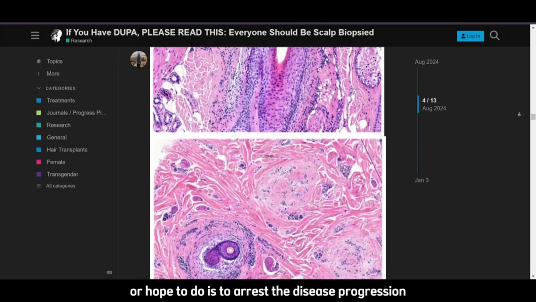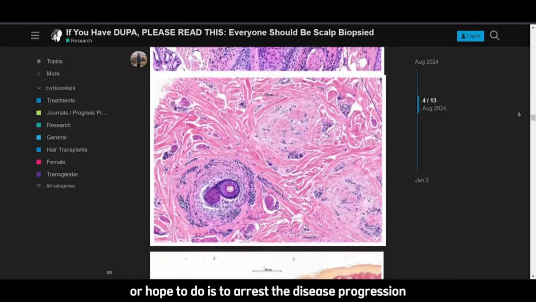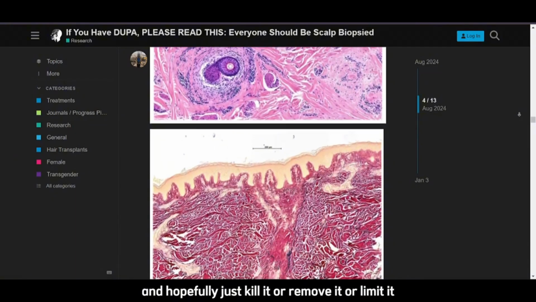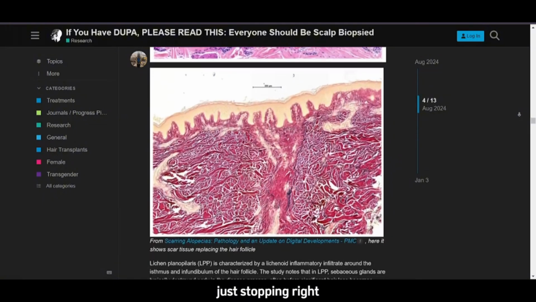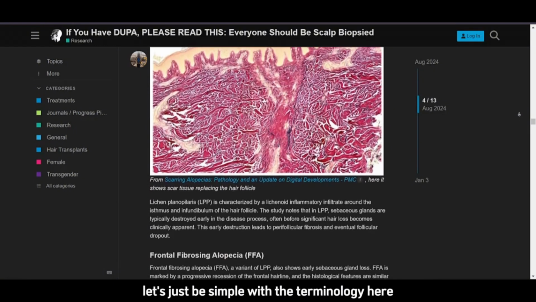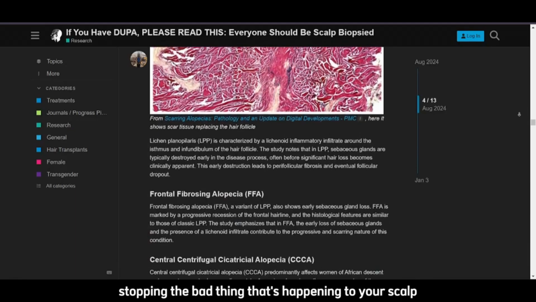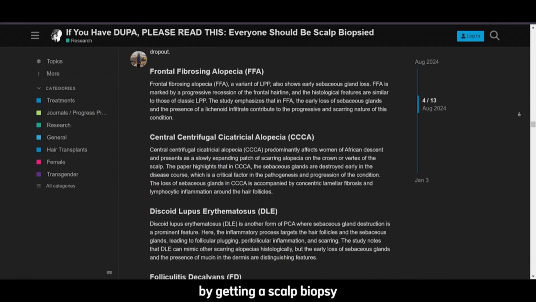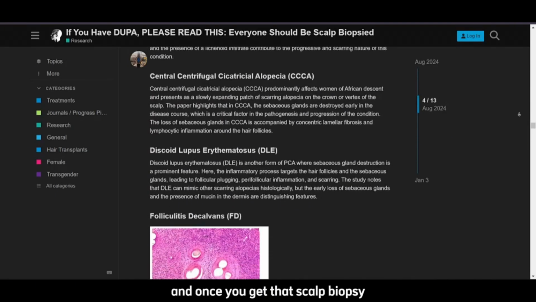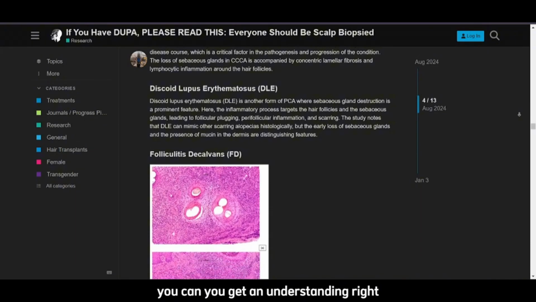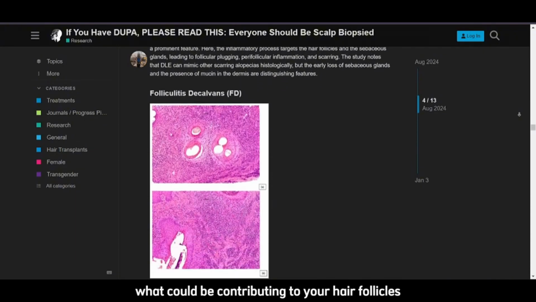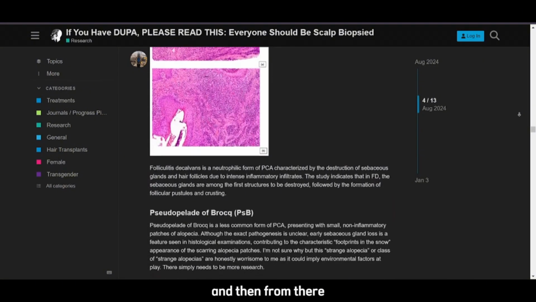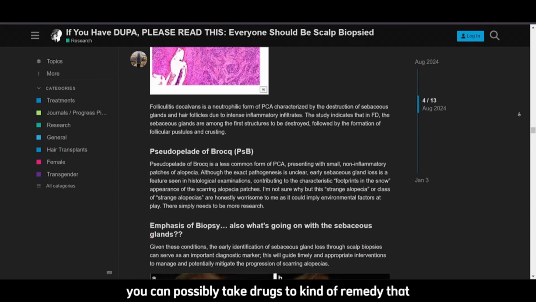The only thing you can do or hope to do is to arrest the disease progression, right? To stop the progression of whatever's causing your hair loss and hopefully just kill it or remove it or limit it, just stopping, right? Let's just be simple with the terminology here. Just stopping the bad thing that's happening to your scalp. And you can find out what that bad thing is by getting a scalp biopsy. And once you get that scalp biopsy, you get an understanding, right? You understand what could be contributing to your hair follicles just getting absolutely decimated. And then from there, you can possibly take drugs to kind of remedy that, right?